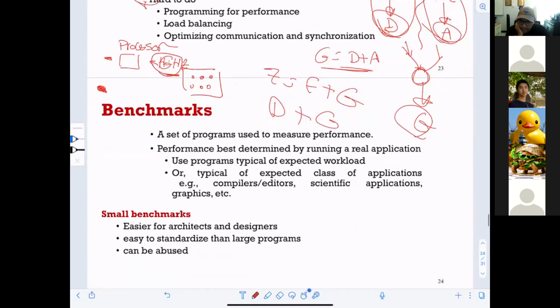Okay. Anyway, back to the benchmarks. In the benchmarks, we look into the execution time, elapsed time, and CPI times, and that will be for a set of problems.